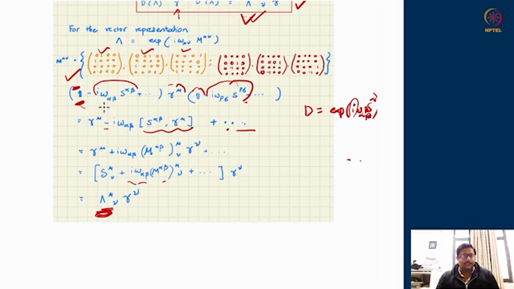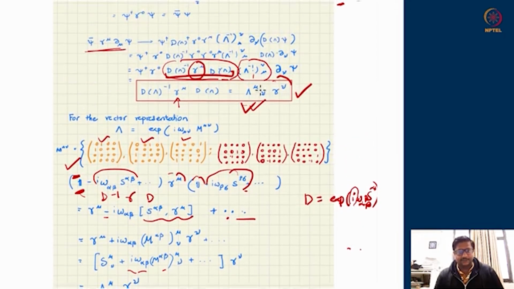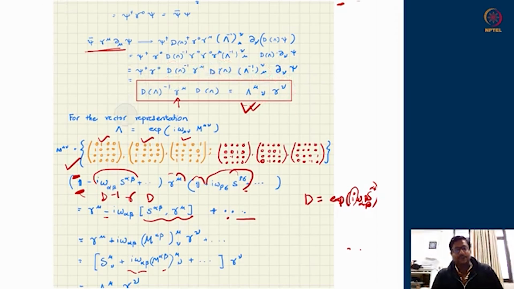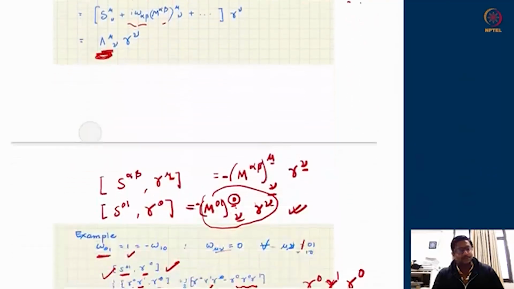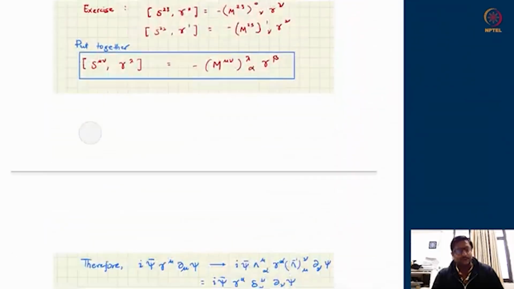So therefore, D inverse gamma times D gives you back lambda times gamma, which was the claimed result which we are trying to obtain. And once that happens, we can now see that the kinetic term is also invariant under Lorentz transformation. So now we have a good Lagrangian.